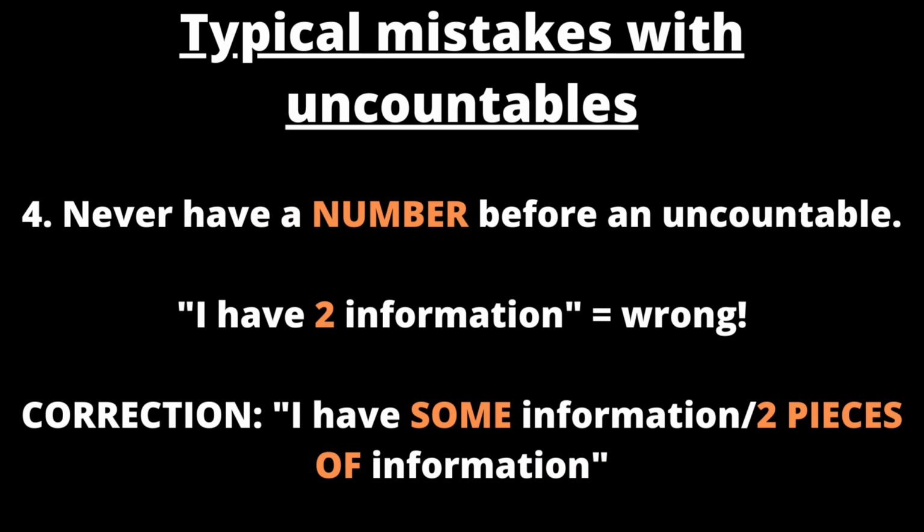Mistake number 4: never have a number before an uncountable noun. So do not say, I have 2 information. You should say, I have some information, or I have 2 pieces of information. So that is, I have some information, or I have 2 pieces of information.